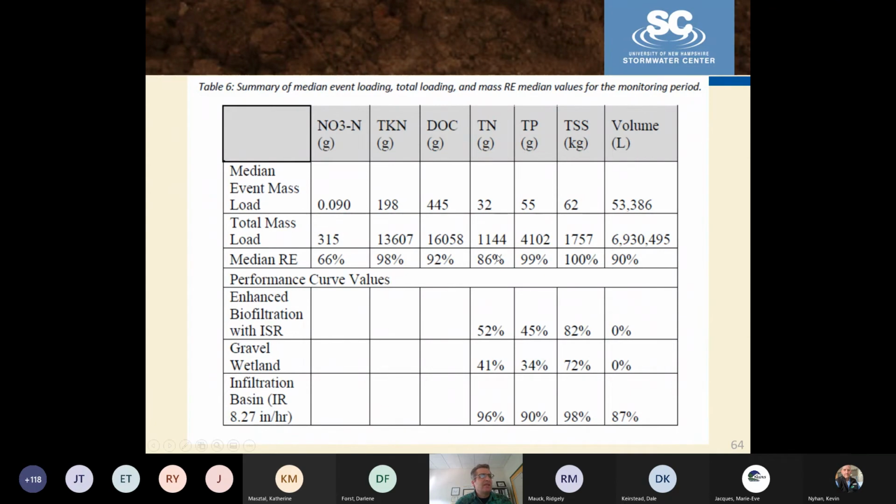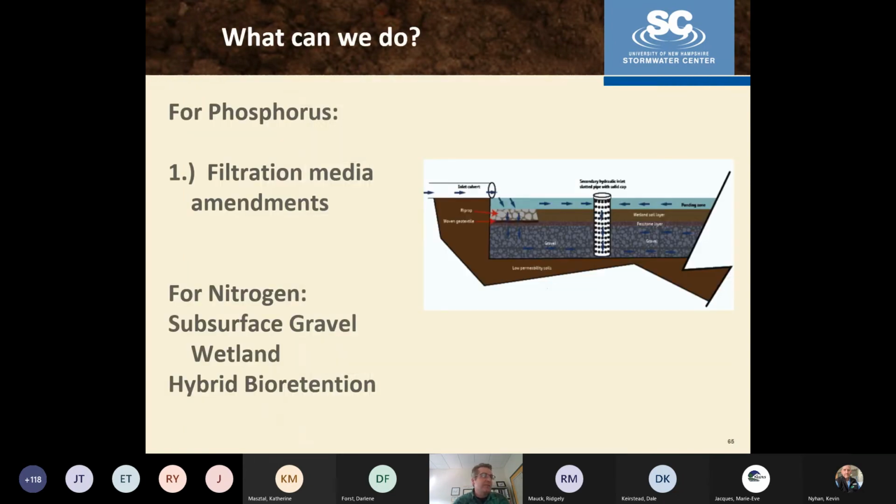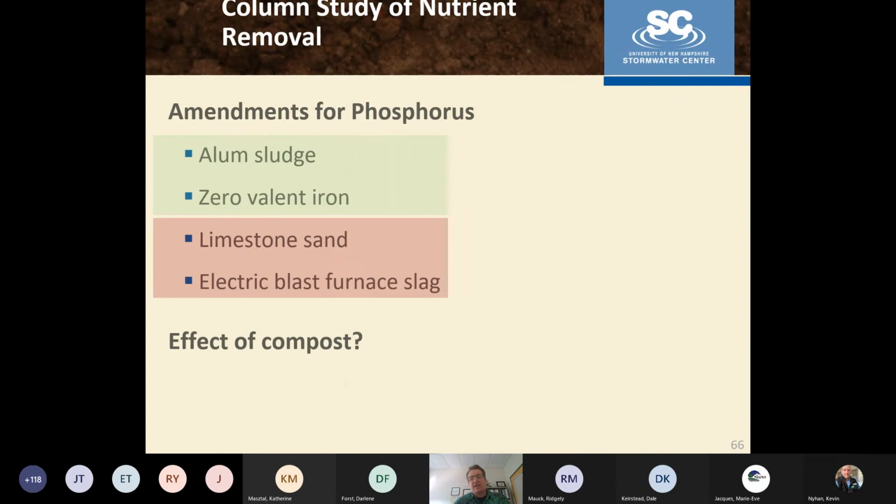So 86% removal for nitrogen, 99% reduction for phosphorus, 99% reduction for sediment, 90% volume reduction. So it's doing good across the range of pollutants of concern, and it's certainly meeting all of the most up-to-date requirements that we're seeing come through the different permits. So that's the good news for phosphorus.